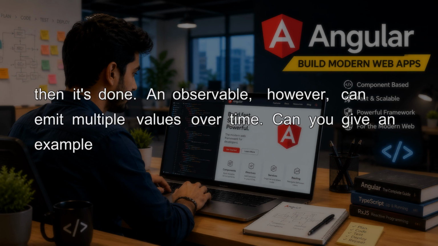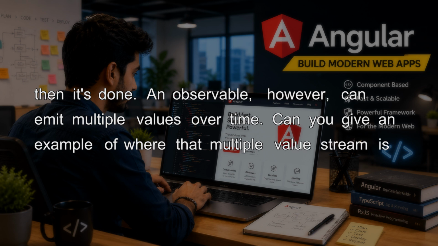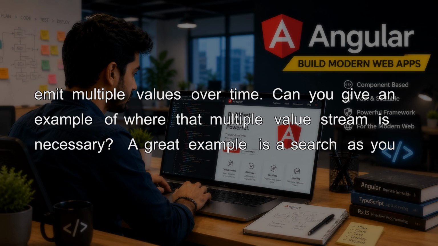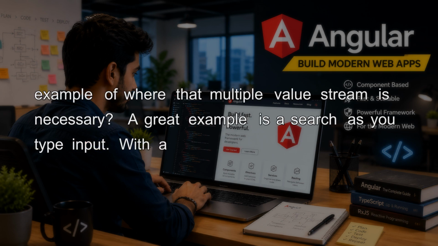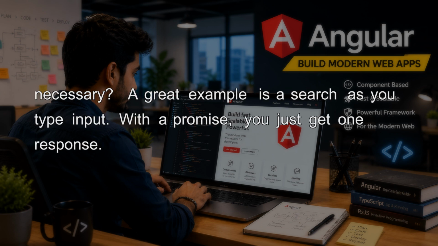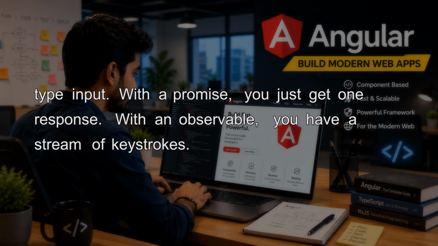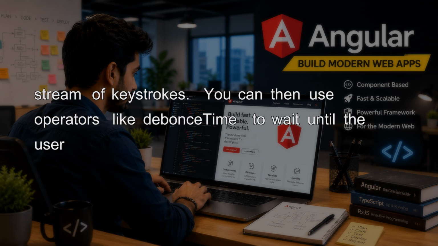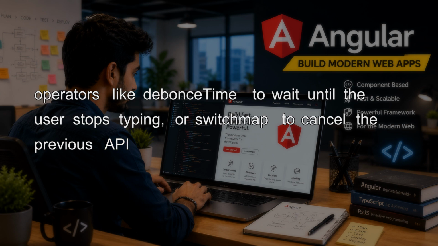Can you give an example of where that multiple value stream is necessary? A great example is a search as you type input. With a promise, you just get one response. With an observable, you have a stream of keystrokes. You can then use operators like debounceTime to wait until the user stops typing, or switchMap to cancel the previous API request if a new one starts.